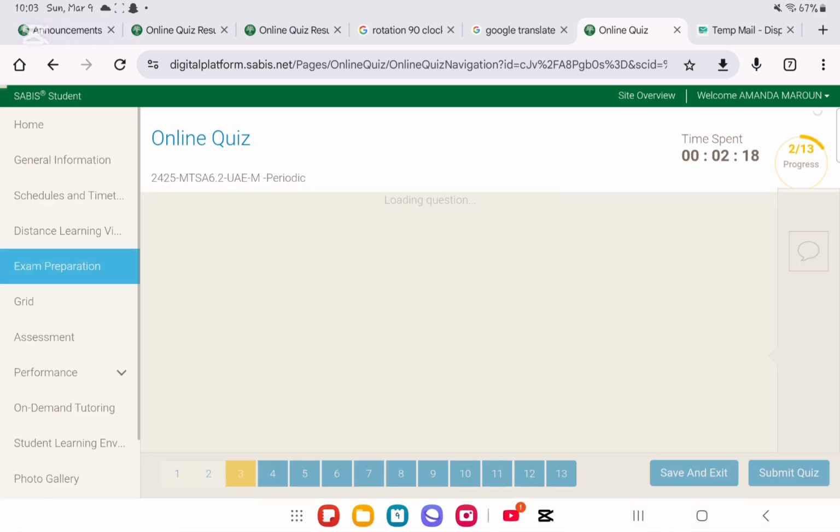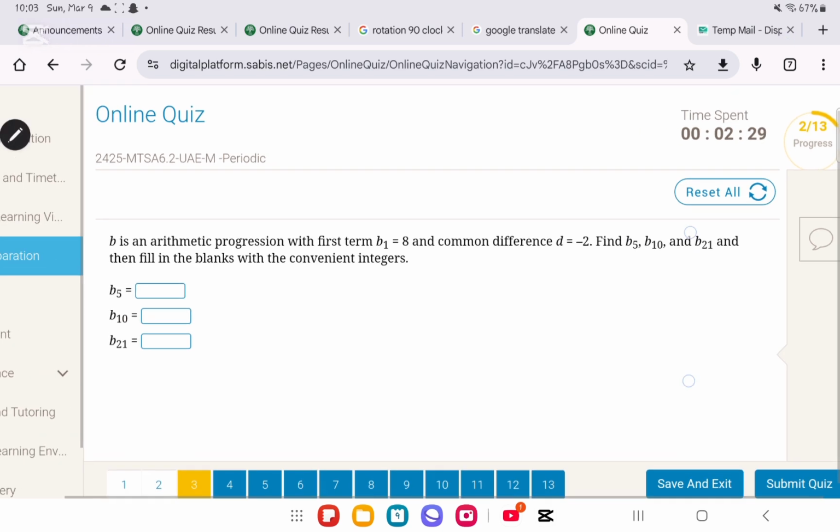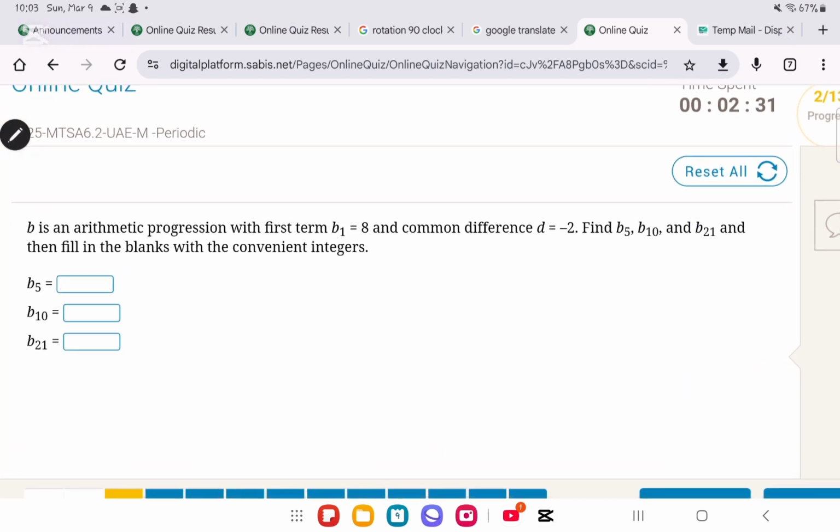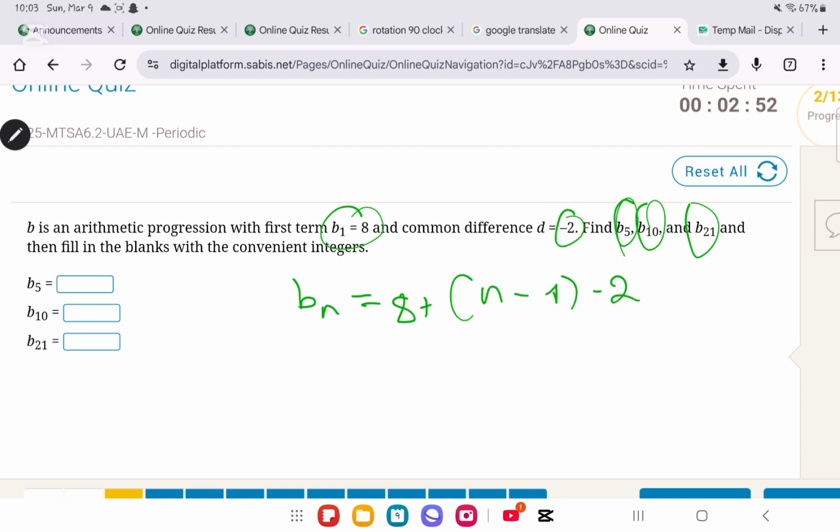We'll move on to question number 3. B is an arithmetic progression with first term b1 equals 8 and common difference d equals minus 2. They need us to find the values of b5, b10, and b21. We need to make an equation. You should know that bn is equal to b1, which is 8, plus n minus 1 times the common difference d, which is minus 2.